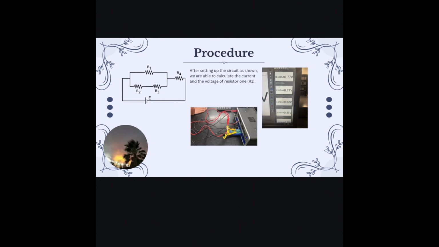So after setting up, we are able to calculate the current and the voltage of resistor 1 by setting up like how we did it in the middle or the top left. On the very front from the picture, that's resistor 4, and on the very behind with brown color is resistor 1. The other two are 2 and 3 in series. And this setup would give us the voltage and the current of resistor 1.